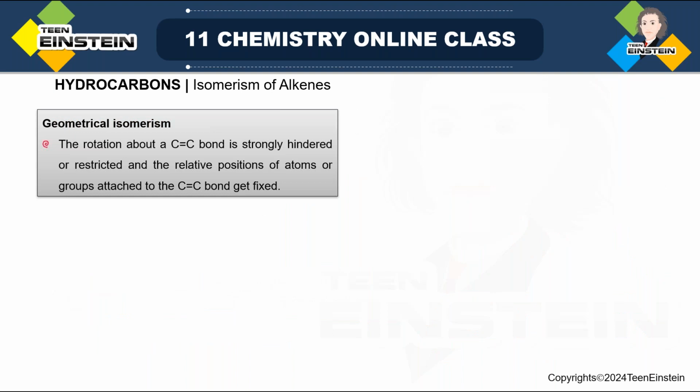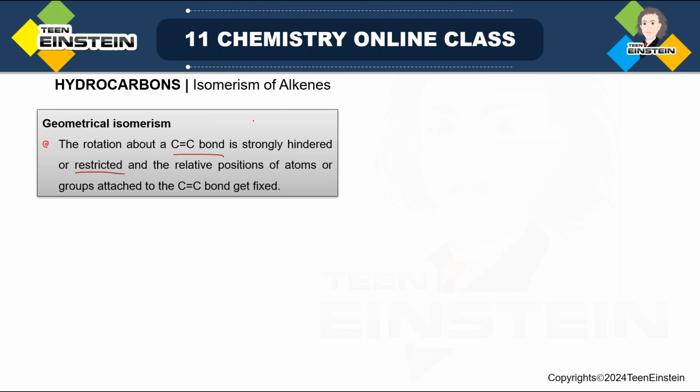Geometrical isomerism, the third isomerism, is very important. Now, why does this isomerism arise? The reason is that rotation about a C=C double bond is restricted. We know the C-C single bond; we have also seen some rotamers. Remember, conformational isomerism is possible in the case of alkanes, but that is possible because rotation around a C-C single bond is easy. You can easily do it. But rotation about a C=C double bond is strongly hindered and restricted.